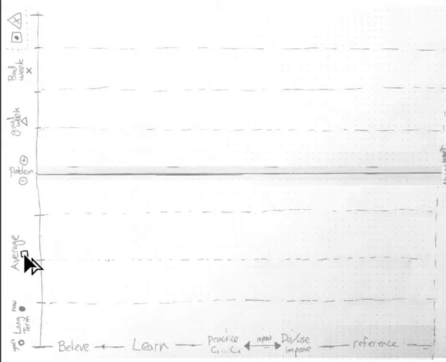So I believed the skill most of the time. I learned it and understood it all the time. My practice is, I don't know, a little bit below average, and this is like the medium line here. Do and use, so I probably used it less than I'd like. And then I referenced it quite often, depending on the skill. So this is an average week, and you can see it kind of forms a curve.